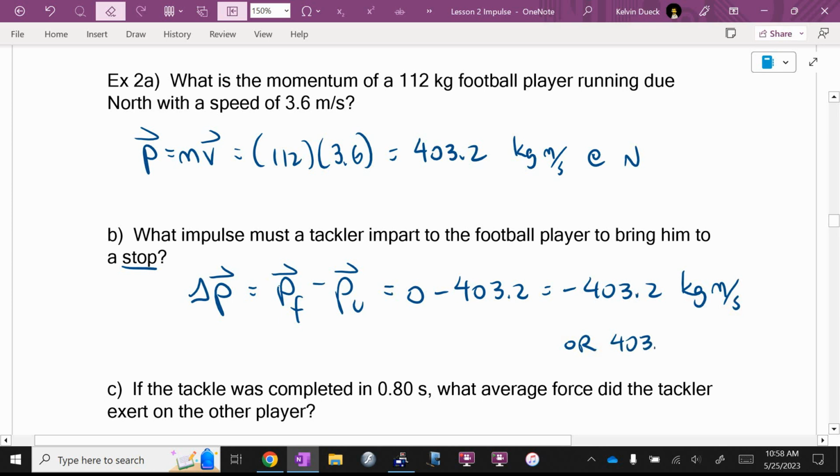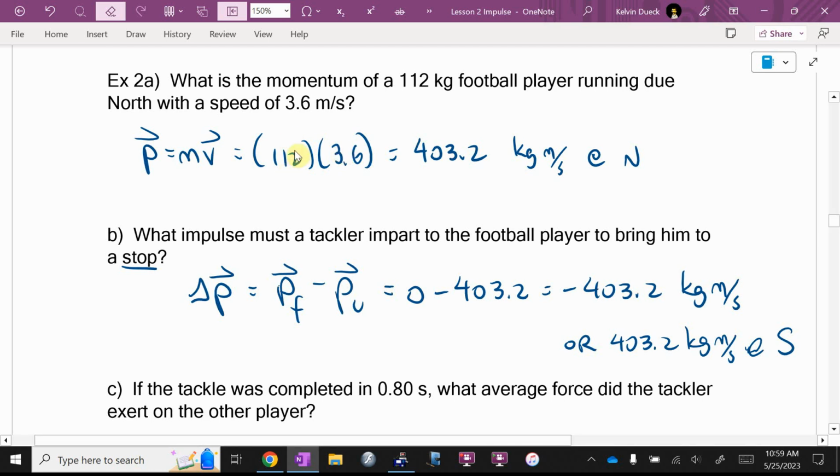Or 403.2 kilogram meters per second. I guess we're letting south be negative. Well, here's what that's saying. If you're playing football and you want to tackle someone, you have to cancel out their momentum, which is kind of Captain Obvious. Now, there's two ways you can do that. If you're exactly the same mass as the person who's running, you can hit them traveling 3.6 meters per second south and it'll exactly cancel out.